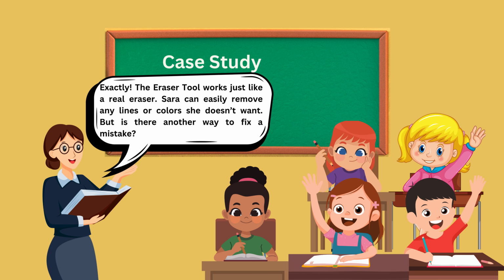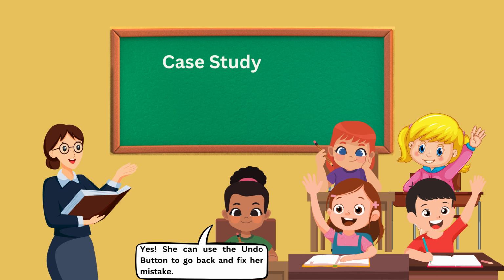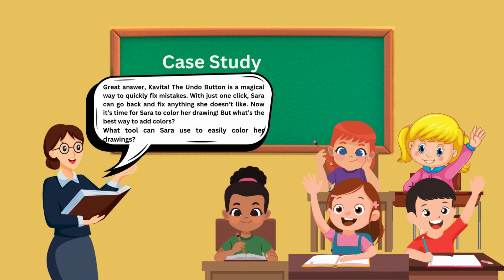But is there another way to fix a mistake? Yes. She can use the undo button to go back and fix her mistake. Great answer, Kavita. The undo button is a magical way to quickly fix mistakes. With just one click, Sarah can go back and fix anything she doesn't like.